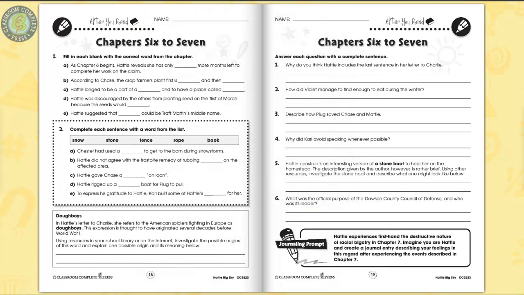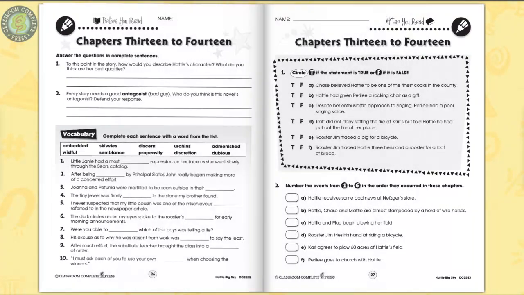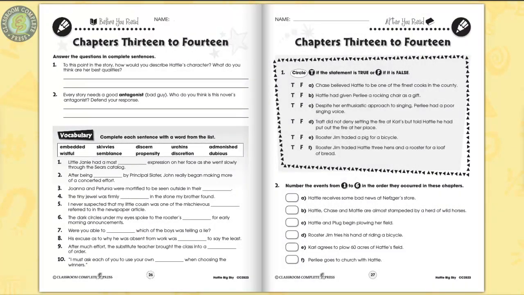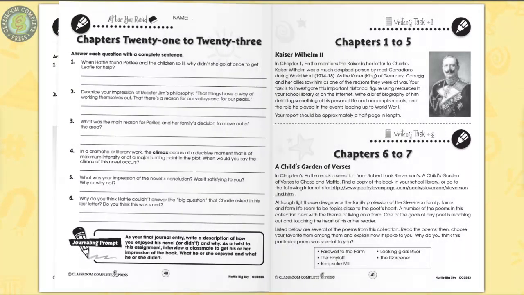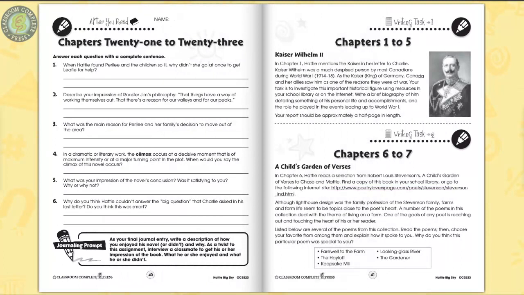Research the possible origins of the expression doughboys, as Hattie uses it to describe American soldiers fighting in Europe. Students brainstorm who the possible antagonist of the story may be. 6 additional writing tasks follow.